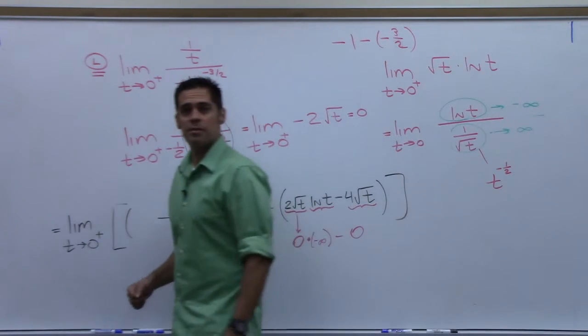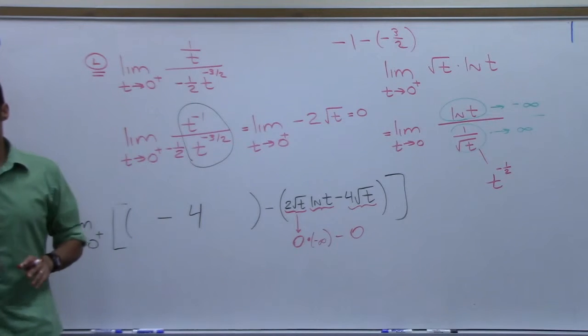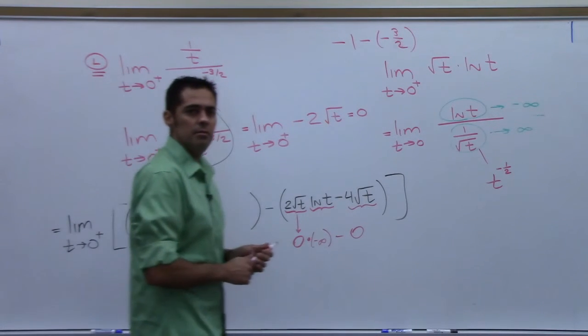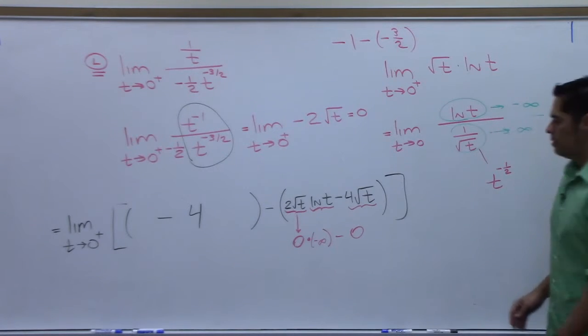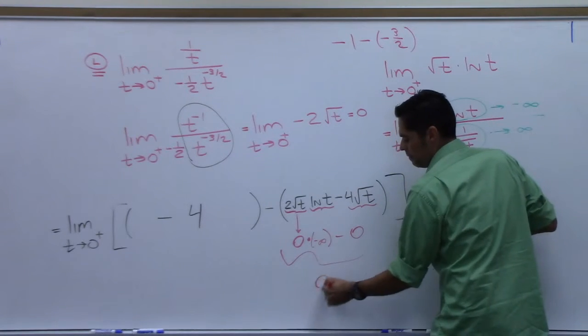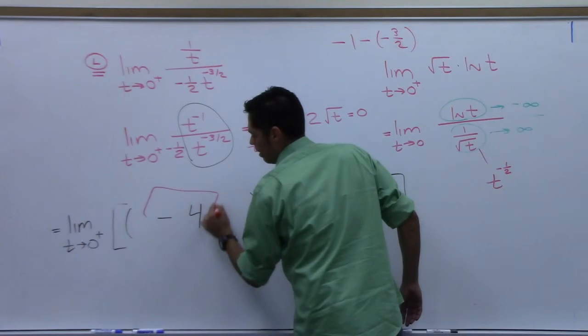So it converges. And you can tell, I mean, look, we had negative area there, right? So it's probably a good thing that we got a negative answer. So this whole thing now is 0. And then here's our answer right here, negative 4.